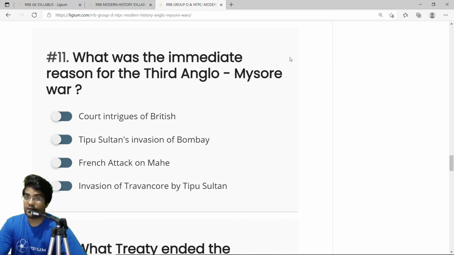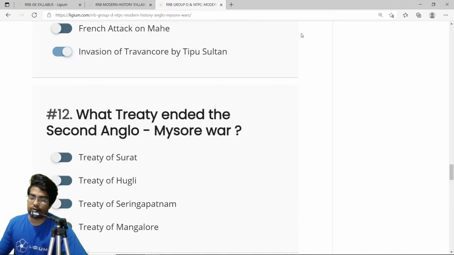And the English wanted a fight with Tipu Sultan. Tipu Sultan was an annoying figure for them. They just wanted to get rid of Tipu Sultan from southern India. That is why the Britishers allied with the Nizam of Hyderabad as well as the Marathas, and after that, the alliance went to war against Tipu Sultan. So technically, the correct answer is Option D, invasion of Travancore by Tipu Sultan.